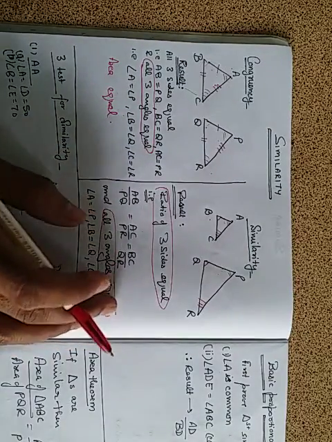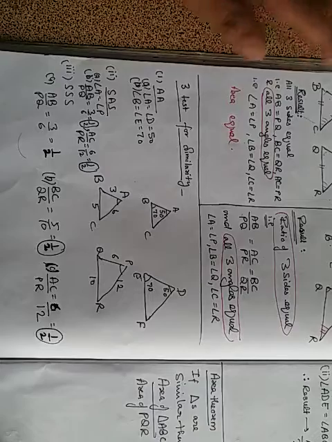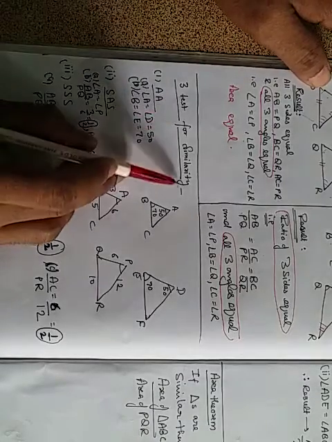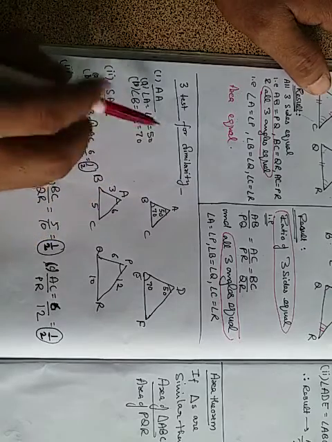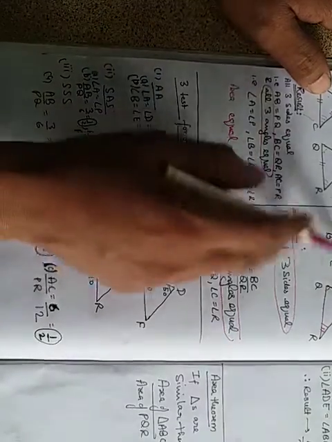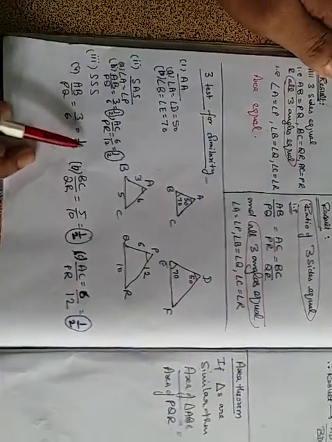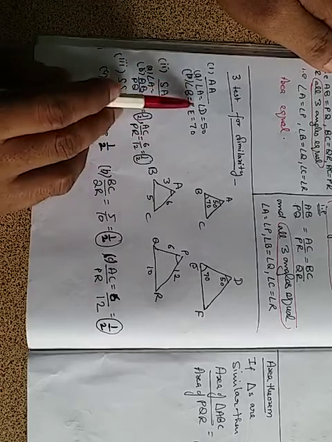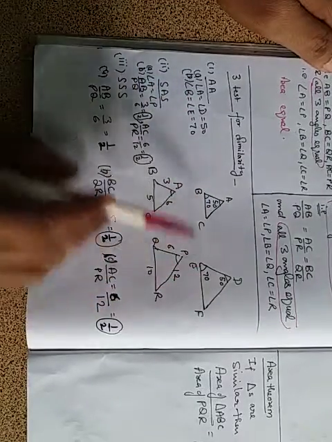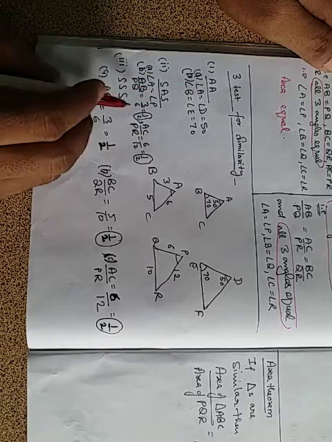Now how to prove the two triangles similar? There are three tests for similarity. The two triangles are said to be similar if any of three properties exist.